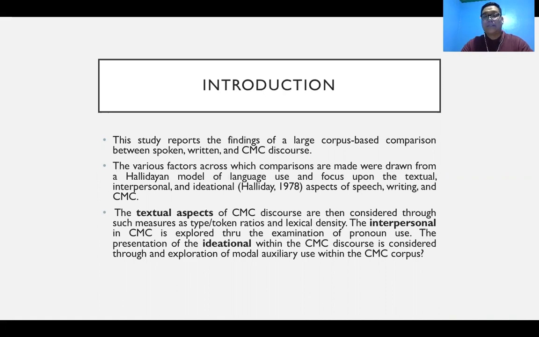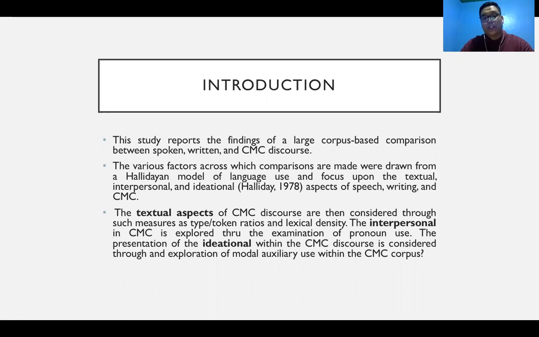The textual aspects of CMC discourse are then considered through such measures as type or token ratios and lexical density. So primarily when we talk about textual aspects, we are dealing with textual features, or the linguistic features of the text. The interpersonal in CMC is explored through the examination of pronoun use. So interpersonal here means the connectedness between the discourse maker and the one who is decoding the discourses. So the better way to understand the interpersonal aspect is by exploring pronoun usage.